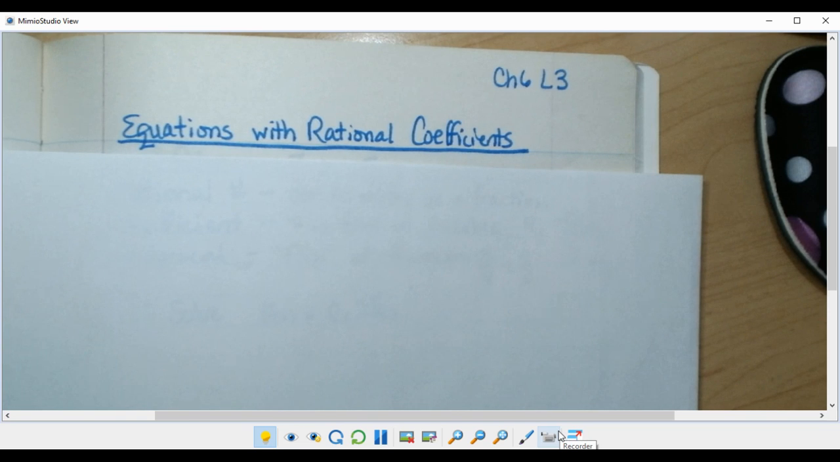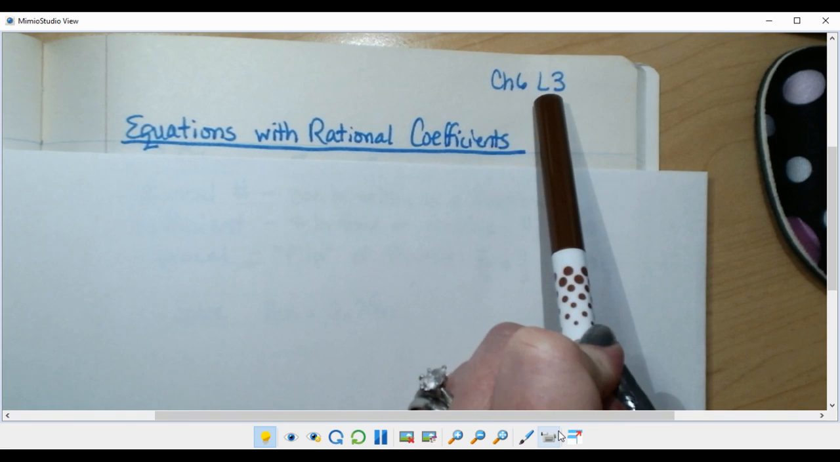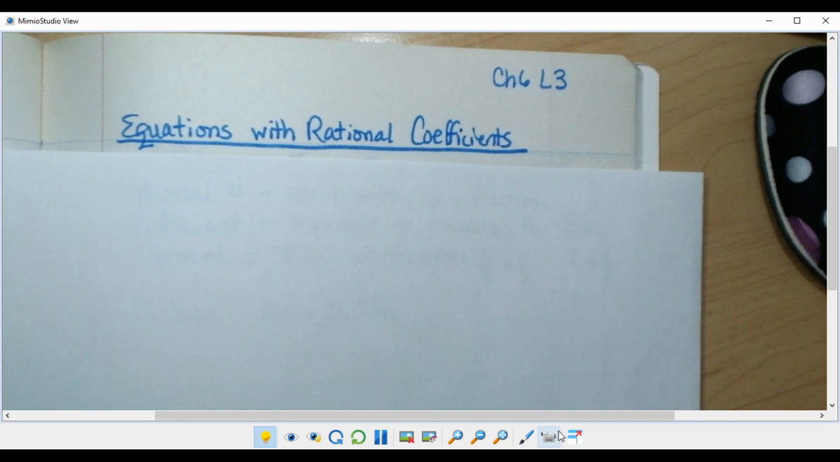So today we're going to continue our study of solving equations. These are one-step equations. And today we're going to add in rational coefficients. If you need to look it up, this is chapter 6, lesson 3. Let's start by going over some vocabulary and making sure you're clear what all these big fancy math words really mean.